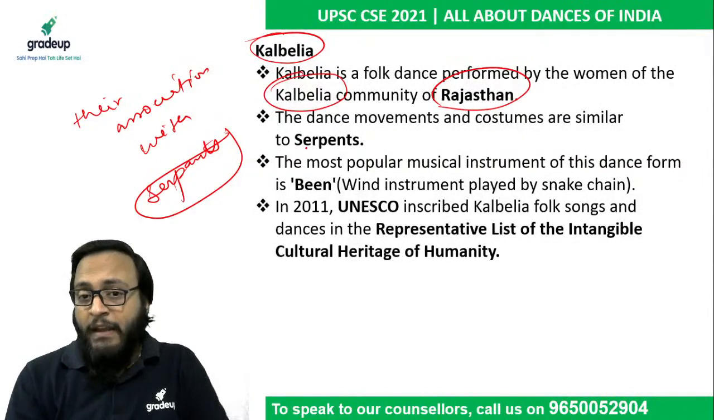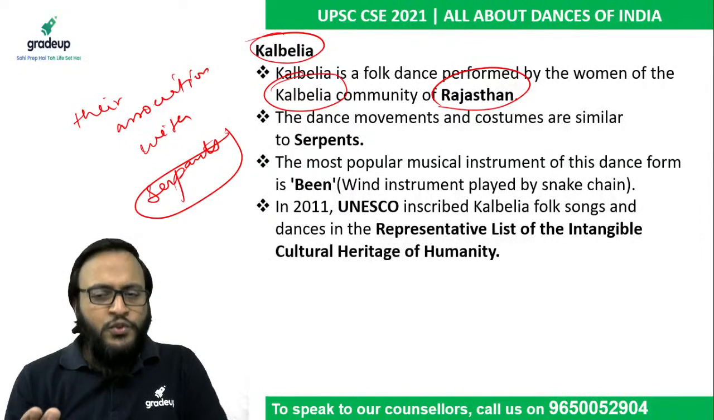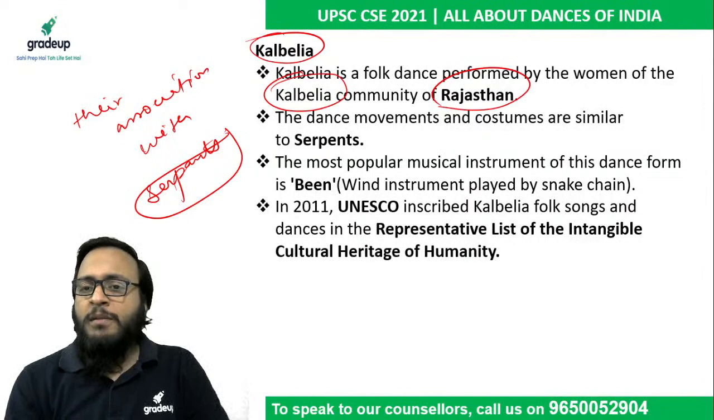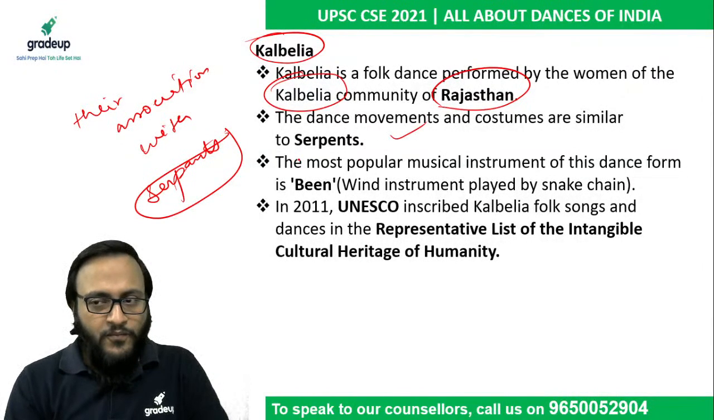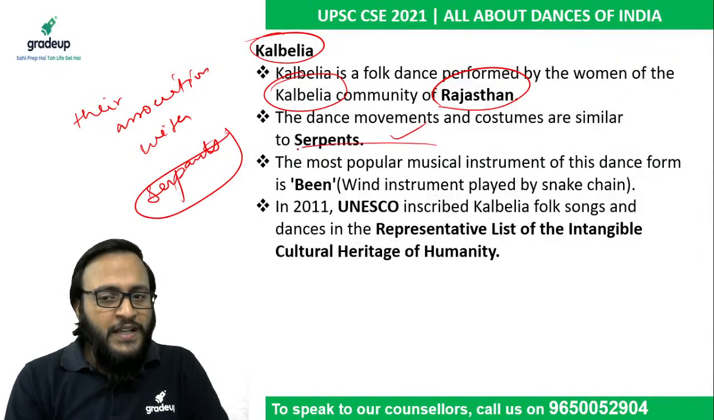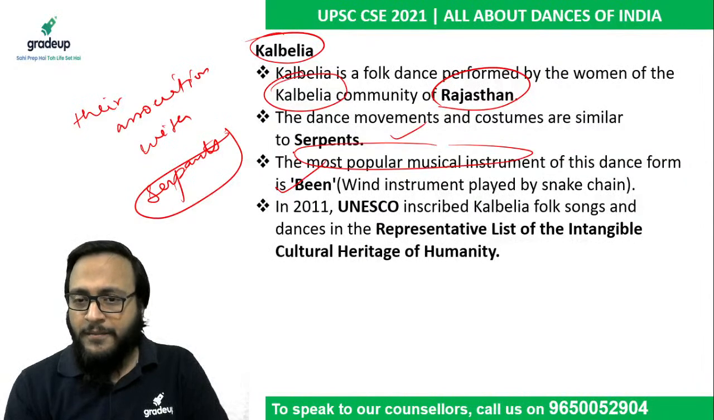So the women in that family get into the costumes, usually black costumes with shiny silver ornaments, and then they perform this type of dance, which is linked with the serpents. The most popular musical instrument, what is that? That is the been. Obviously, the been is there, right?